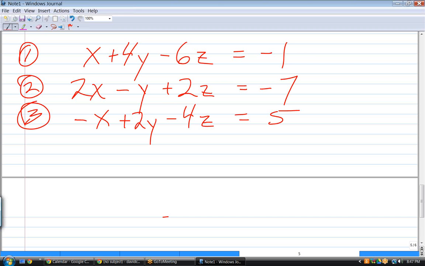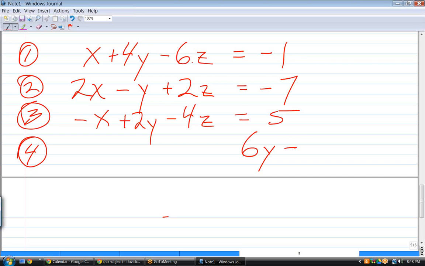X on 1 and 3. If I add 1 to 3, okay? So that's going to give us equation 4. And what is that equation going to be? It would be 6y, and then the z terms. Hold on. I'm adding these 2 equations.